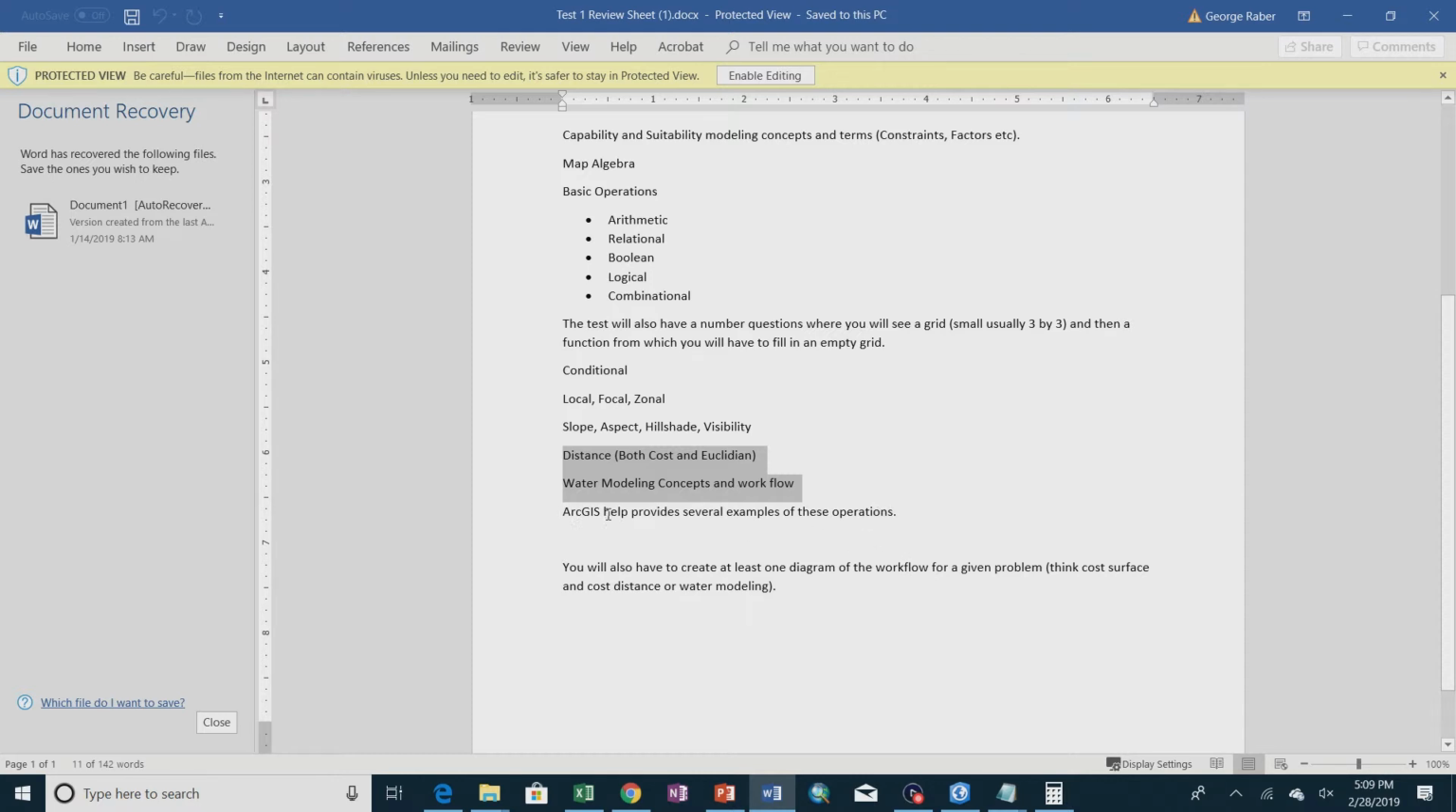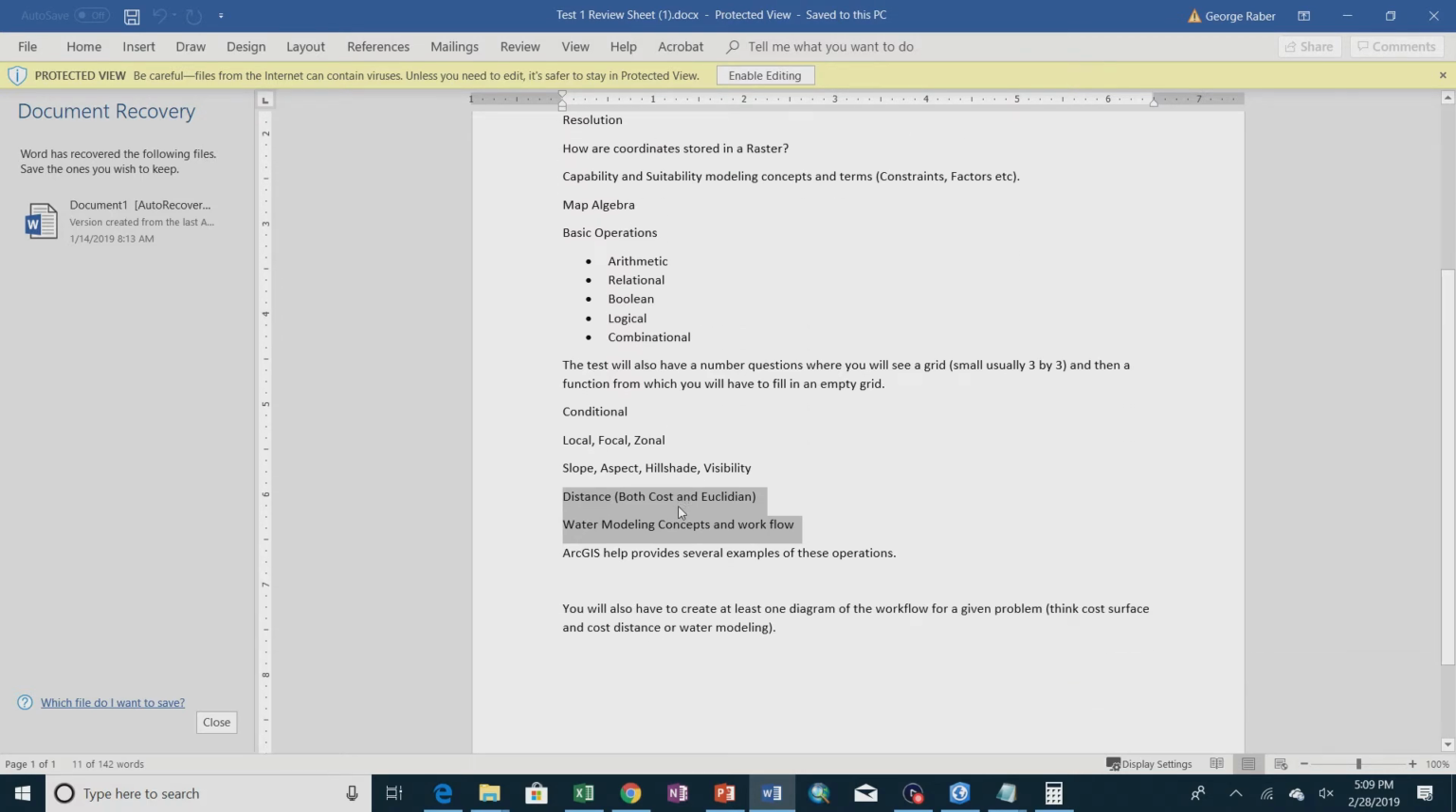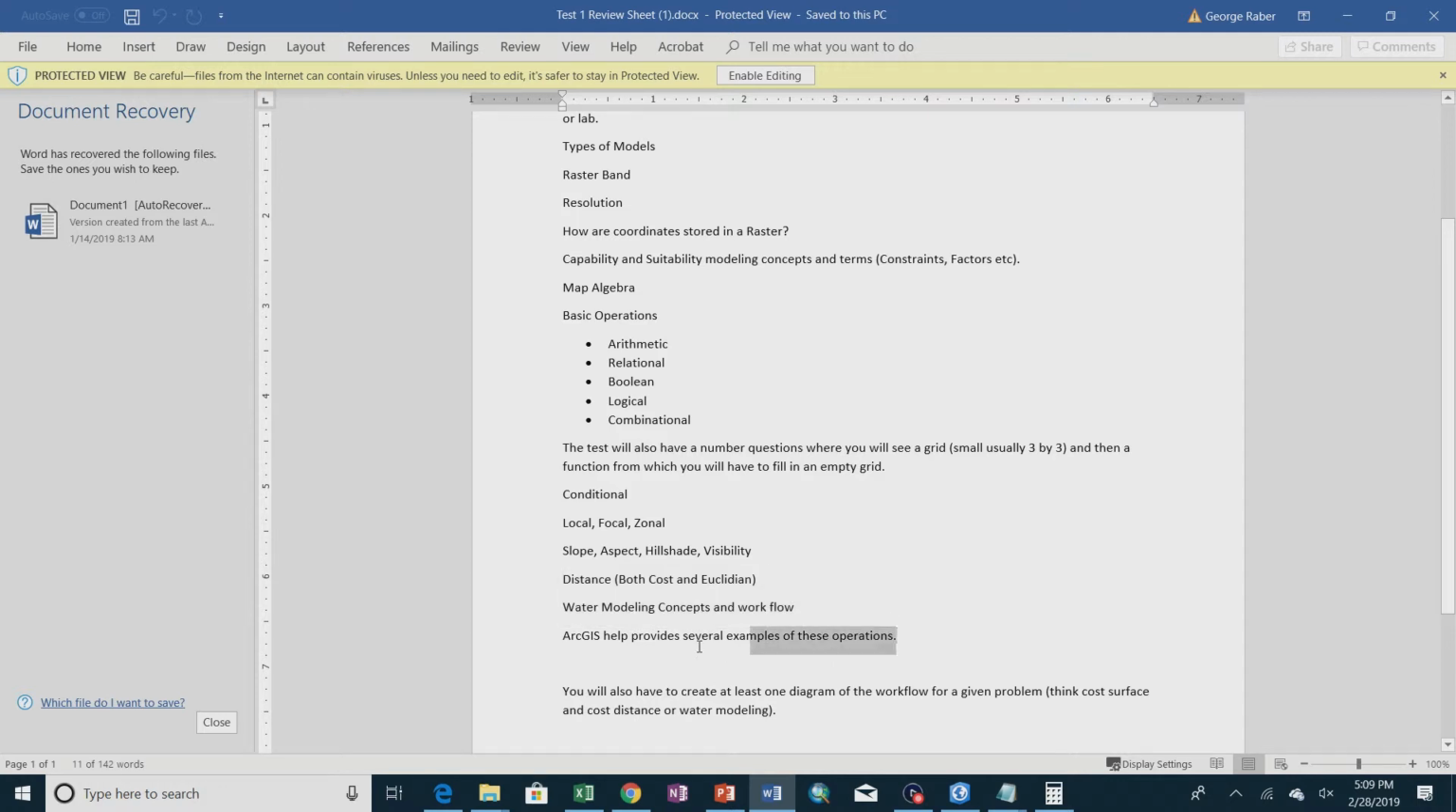Okay. So, if you're having trouble studying, remember you can look at the slides, but also you can go look at some of the helps for those operations. All right. There might actually be a couple of what you would call multiple choice questions, but it's not a full multiple choice test. That's not what it is. All right. Any questions about that?